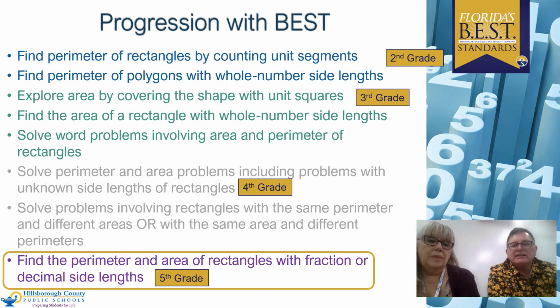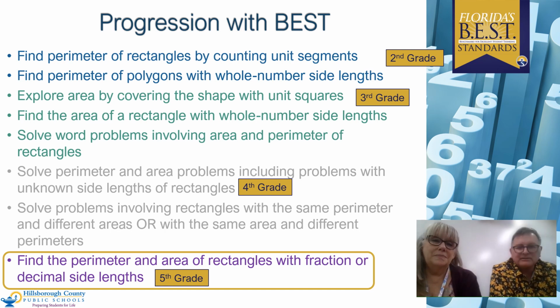Exactly. And then in grade 5, we're still finding the perimeter and area of rectangles, but you've got to read carefully here. It's with fractions or decimal side lengths. So they're applying what they know about decimals and strategies for adding or subtracting decimals, and applying it to this measurement strand, also that benchmark. Yeah. So multiplication and division are going to come into play with the area. Yep. It's all there.